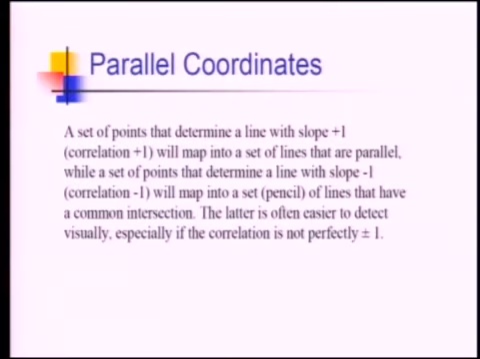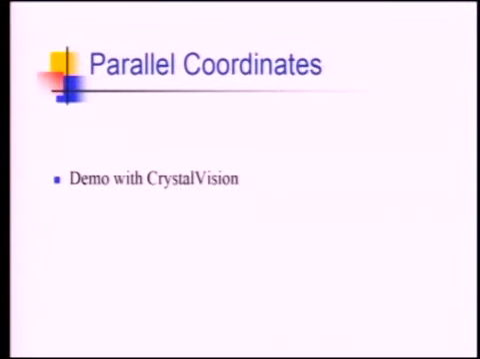In particular, a set of points with slope 1 will map into a set of lines that are parallel, and a set of lines with slope -1 will map into a set of lines that have a common intersection. In projective geometry, that's typically called a pencil of lines. It's often much easier to detect negative slope than positive slope because of the common intersection. And so one of the things that we are interested in doing is showing some of those things.